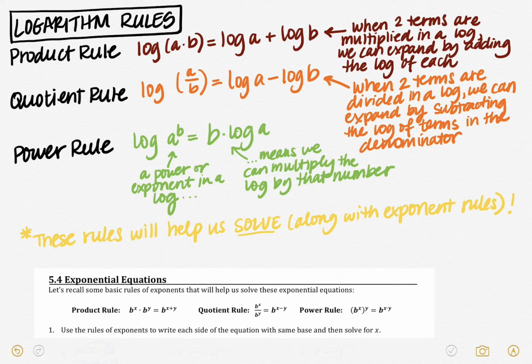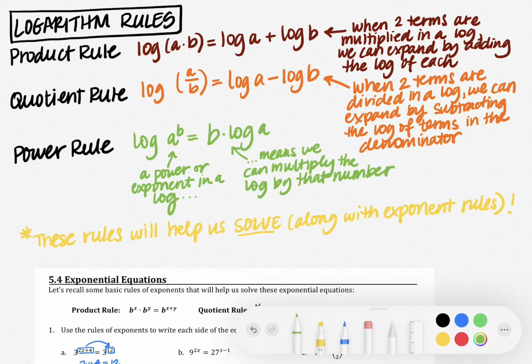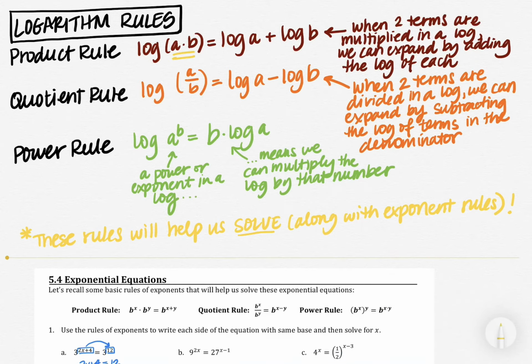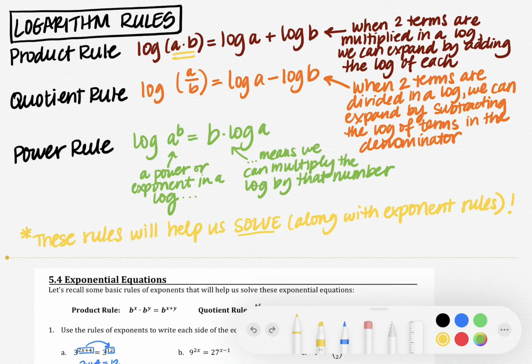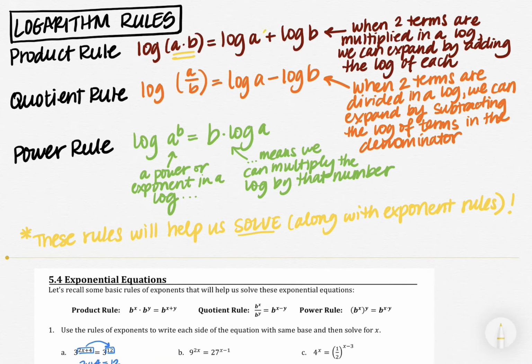For our exponential, it's exactly the same. Whenever we multiply 2 terms in a log, just like multiplying 2 bases, when we multiply 2 terms, we can add the 2 logs. Or multiplication inside of a log becomes addition once we expand the log. That's the product rule. Product meaning multiplication.